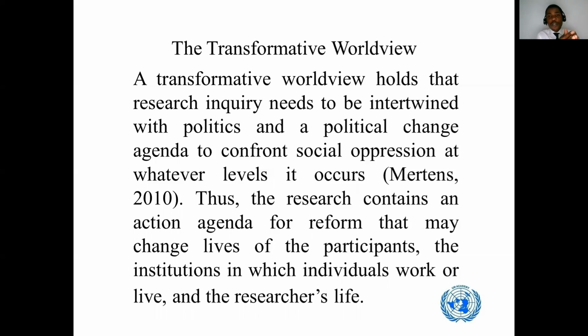Now, the transformative worldview. The transformative worldview holds that research inquiry needs to be intertwined with politics and the political change agenda to confront social oppression at whatever level it occurs. So take note of this: the transformative worldview is saying that the research needs to have a feel of politics in it, all right, in order to make a very meaningful contribution. That's the transformative worldview.